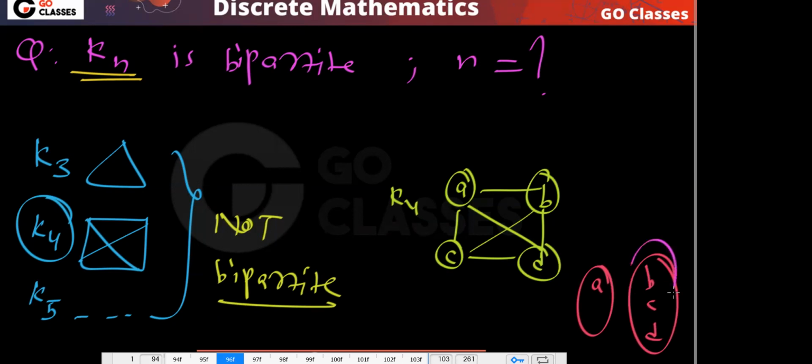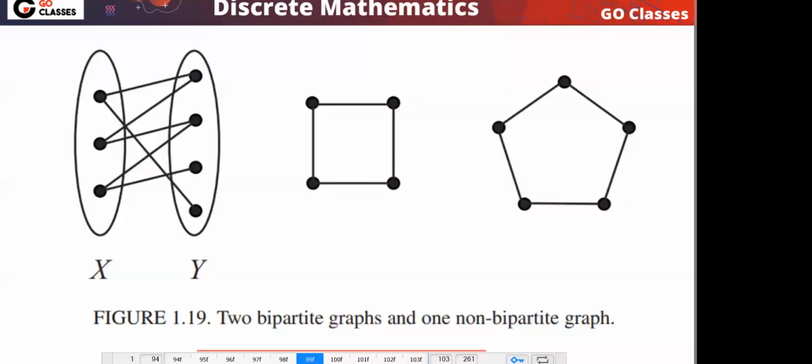Now there is a problem. These are actually adjacent. So what should be the value of N? The value of N should be 1 or 2. Only for these values, Kn is bipartite. So this is the idea, the concept of bipartite graph. This is bipartite. This is not bipartite.